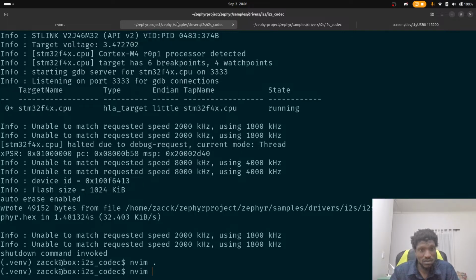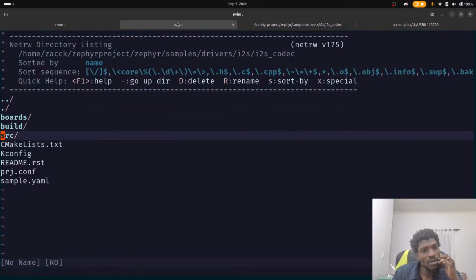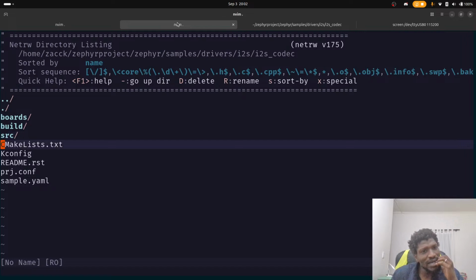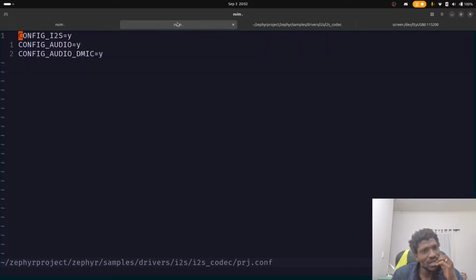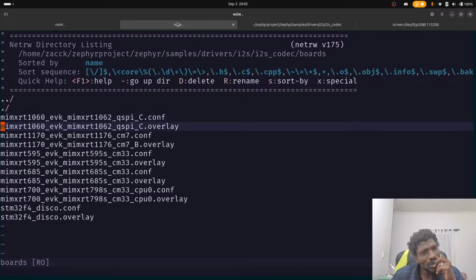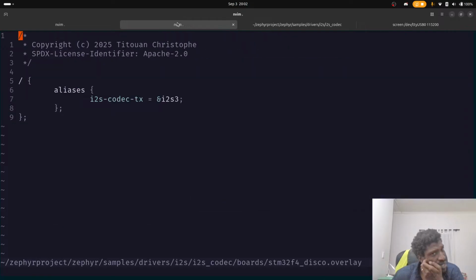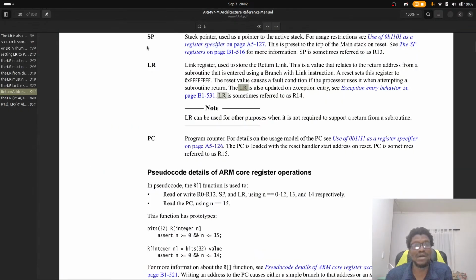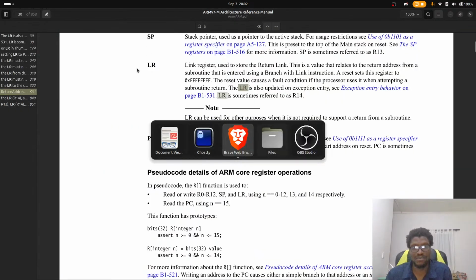Actually, I just want to open that. So we do have project config I2S pygmy, and then let's look at the boards, and then if we look at the overlay, we do have a TX I2S codec TX I2S3. And that is where that thing is connected, because remember our schematic.